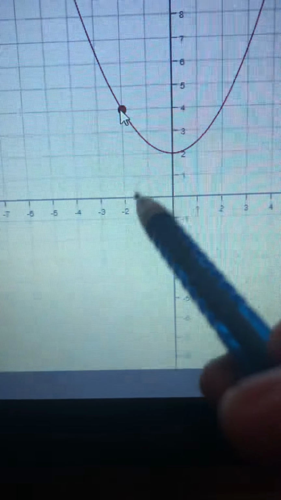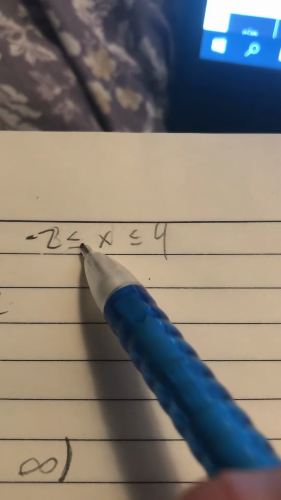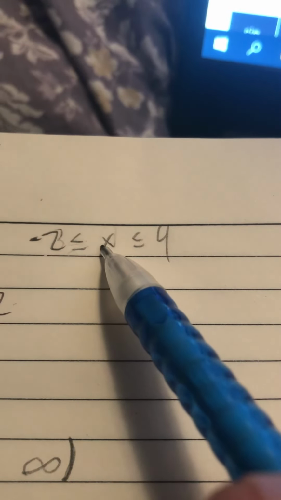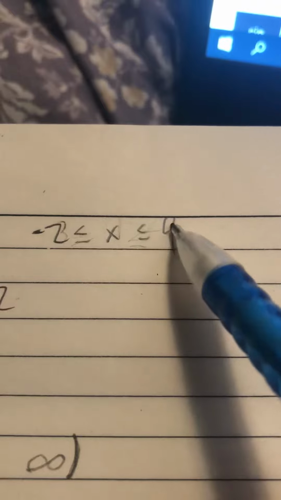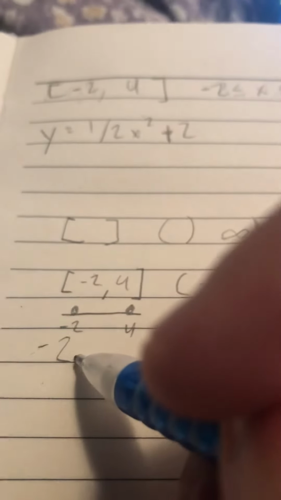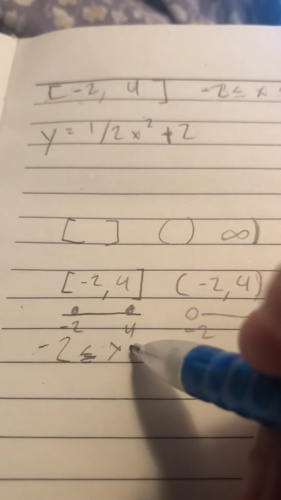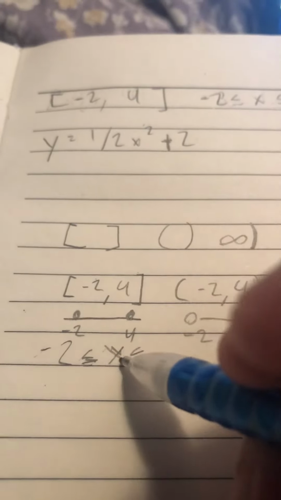Another way that we notate it, other than the brackets, so if you're going to look at -2 and 4 on the x, right? Another way to look at it. -2 is less than or equal to x, which is less than or equal to 4. Okay? This is the equivalent of having the brackets. So -2 is less than or equal to x is less than or equal to 4.